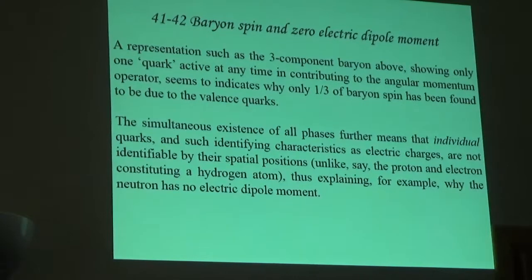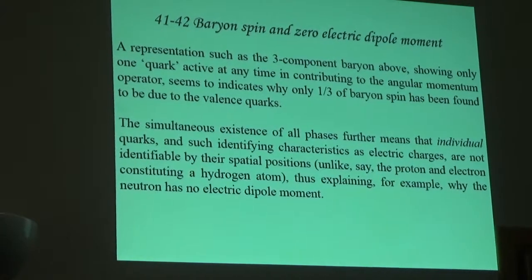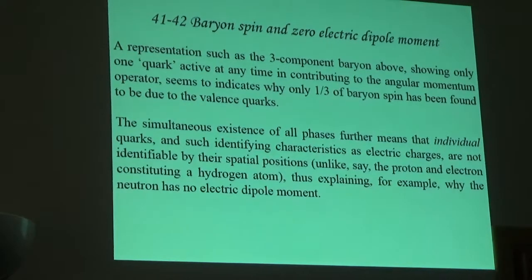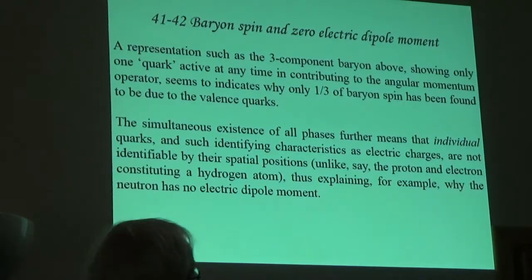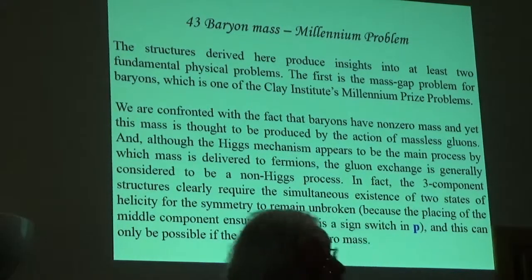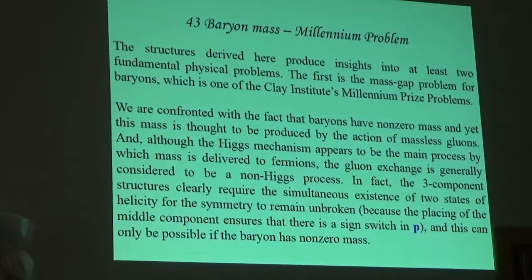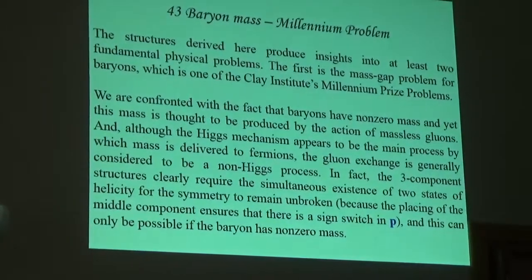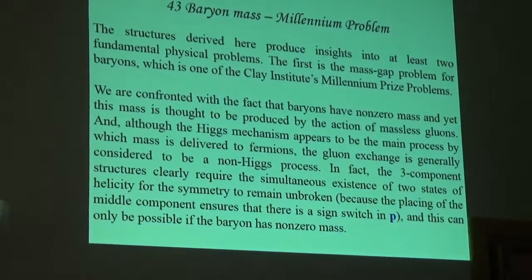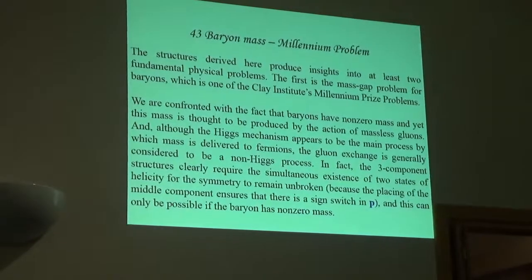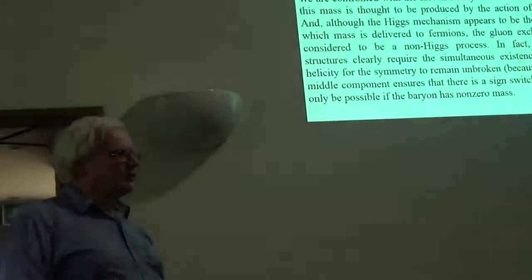And one might see why only a third of the baryon spin is found to be due to the valence quarks, because it's only ever in one of the three components. There's a major problem. I hope somebody's going to propose me for the Clay Millennium Prize. Anytime. Yeah. Thank you. Because this solves the problem of the mass. If you've got left and right handed at the same time, you've got mass. And that's the Higgs mechanism.